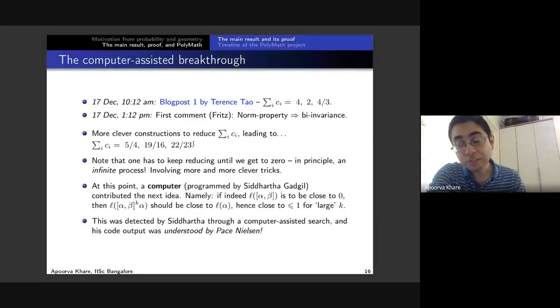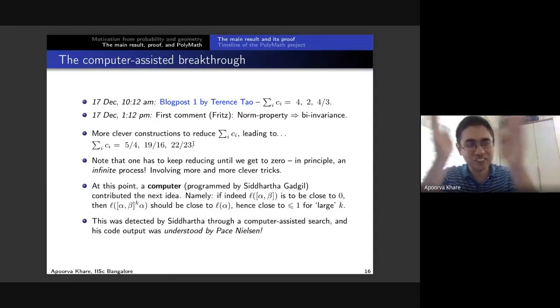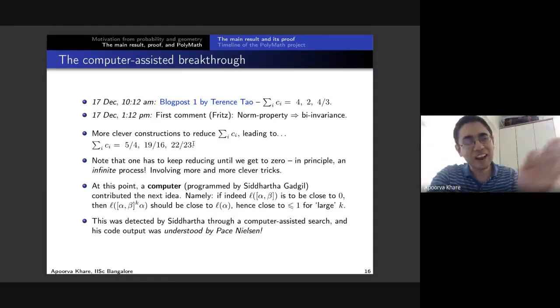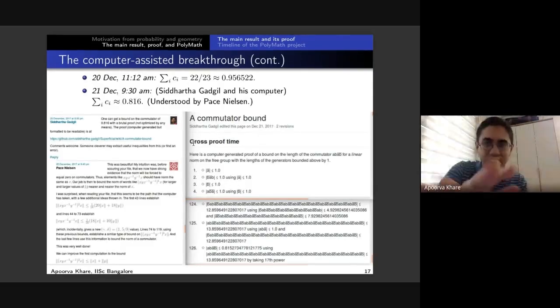So Siddharth was contributing to the search of finding examples that work and simultaneously trying to prove that it doesn't work. He was somehow able to parallel process his mind to try it both ways. He launched this computer program and it kept working in the background. Then he made it learn from previous iterations of the program. But finally, 3 days later, he had an answer.